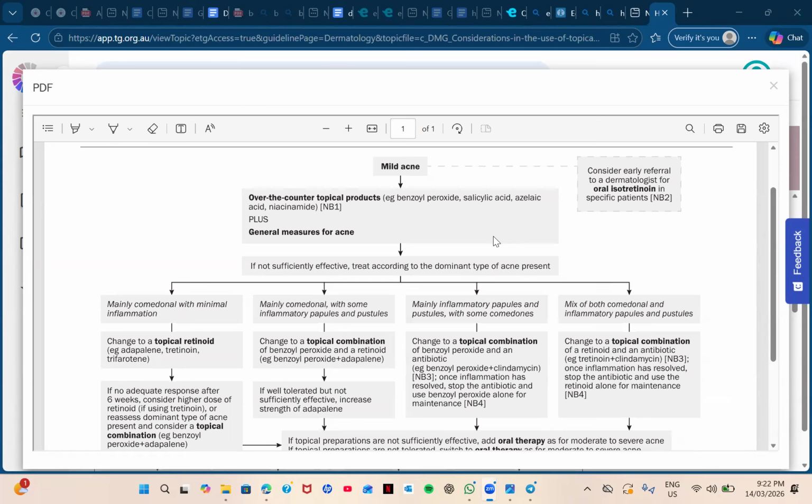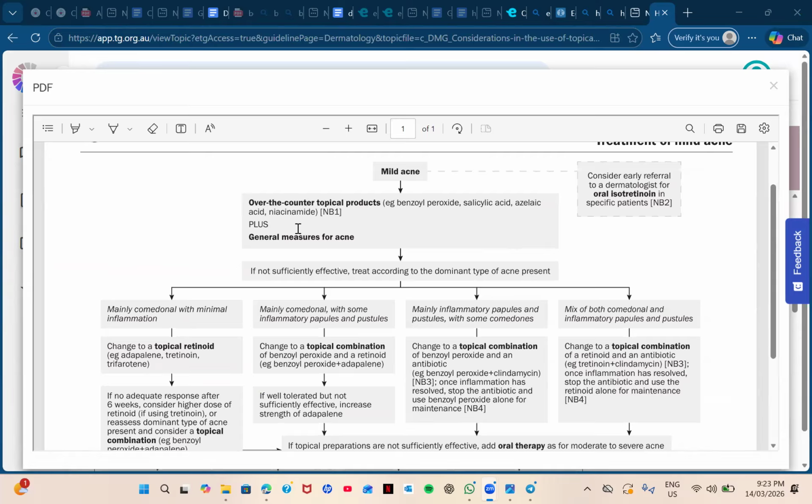Okay, here, in mild acne, what should we do? Mild acne, what should we do, doctors? Here, 1 minute. In mild acne, we are using what? Over-the-counter topical products, right? Benzoyl peroxide, salicylic acid, azelaic acid, niacinamide, plus what? You have to follow the generalized measures for acne, right?